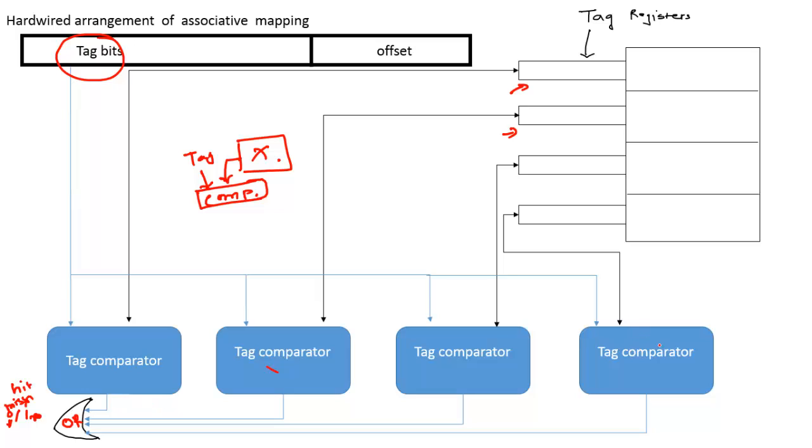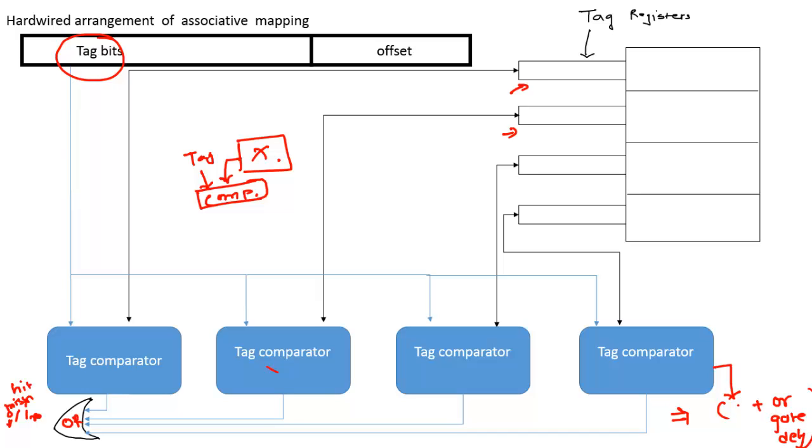That's our access time. So in associative mapping, the access time would be the tag comparator delay plus the OR gate delay.